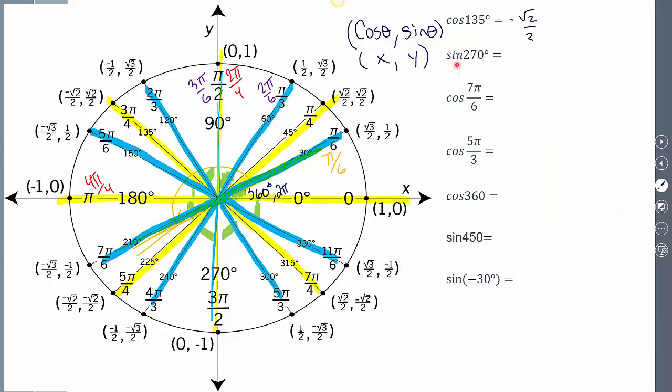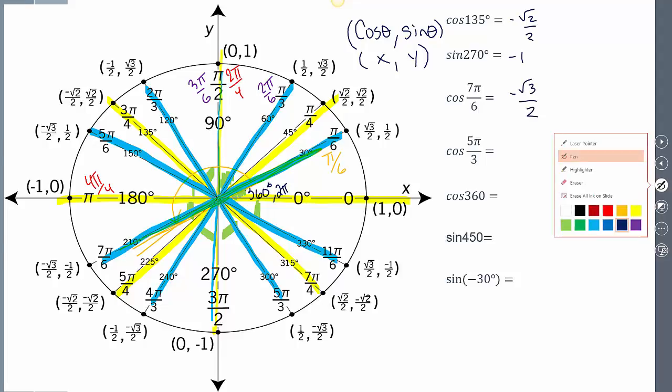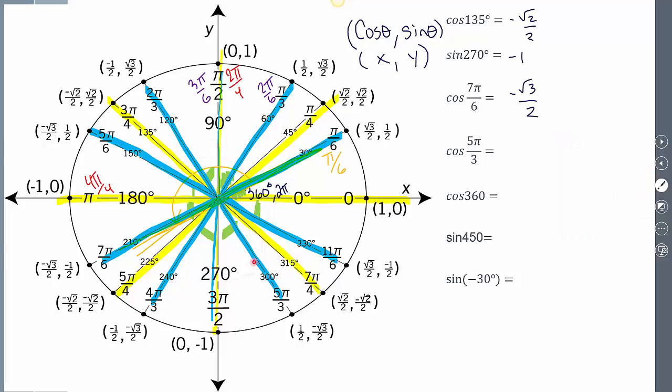For a sine of 270 degrees, my sine is my y value, so I rotate 270 degrees, and my sine is my y value. And so that's going to give me negative 1. Cosine of 7 pi 6, so cosine is my x value, rotate to 7 pi 6, my cosine value at 7 pi 6 is negative radical 3 over 2. My cosine of 5 pi thirds, well, I'm going to rotate 5 pi thirds. My cosine value is going to be negative 1/2. Sorry, positive 1/2.